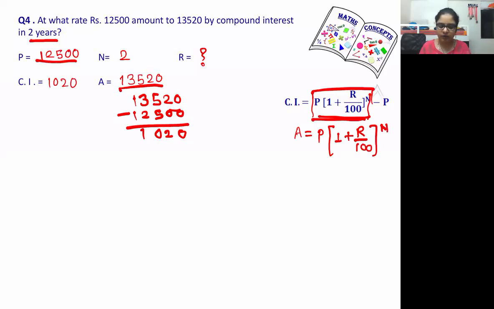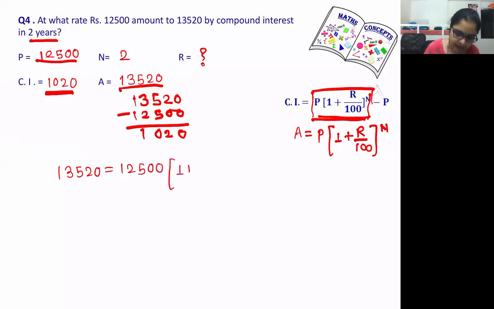You don't even need to go for compound interest. If you want to find out rate directly, do we need to find out compound interest? No, we have already found it out, but no need of it. Amount 13,520 equals P, which is 12,500, multiplied by 1 plus, we don't know R, that is what we need to find out, R upon 100, raised to N, which means square, 2.